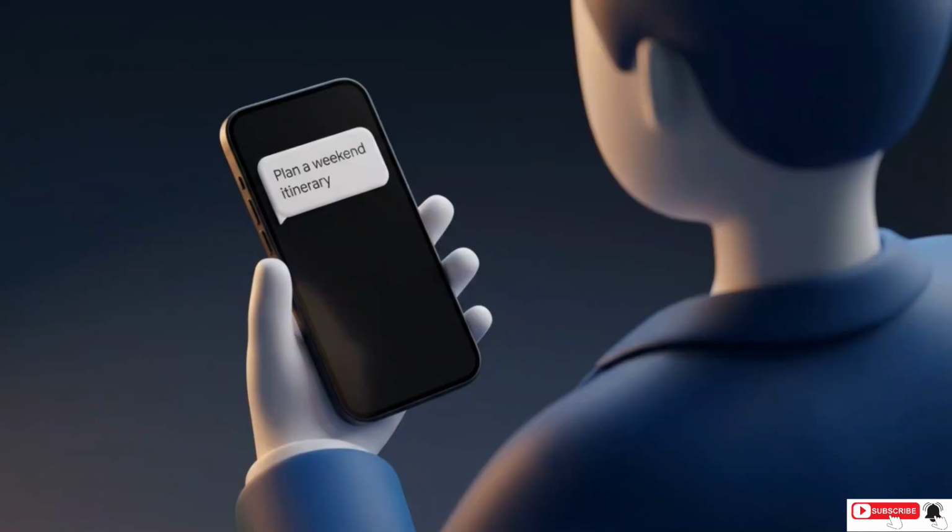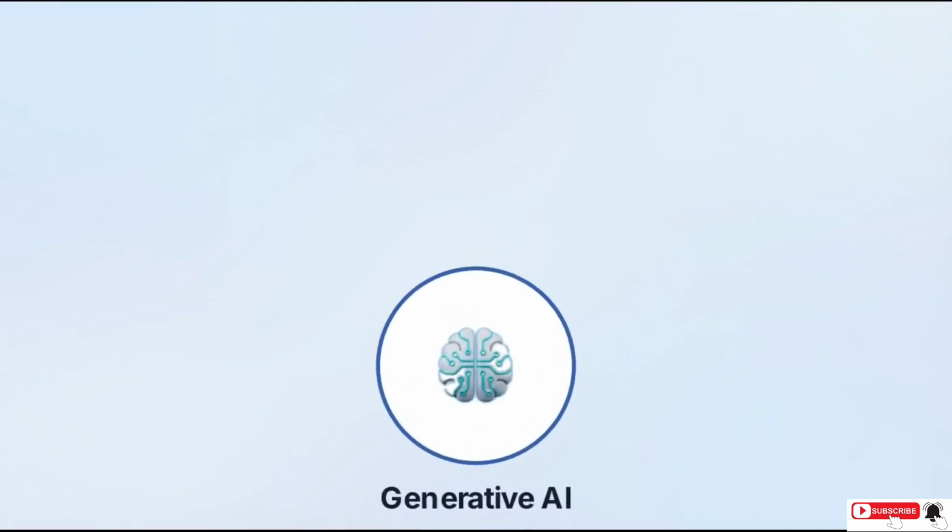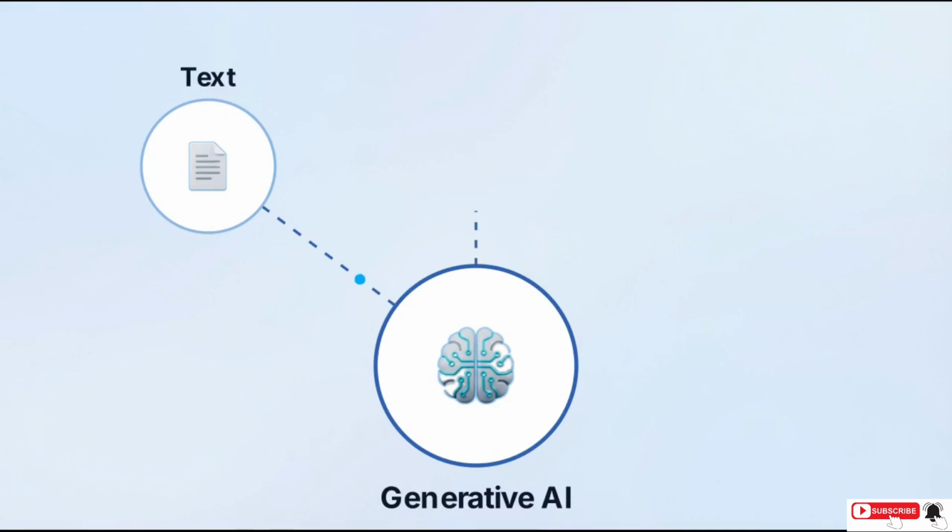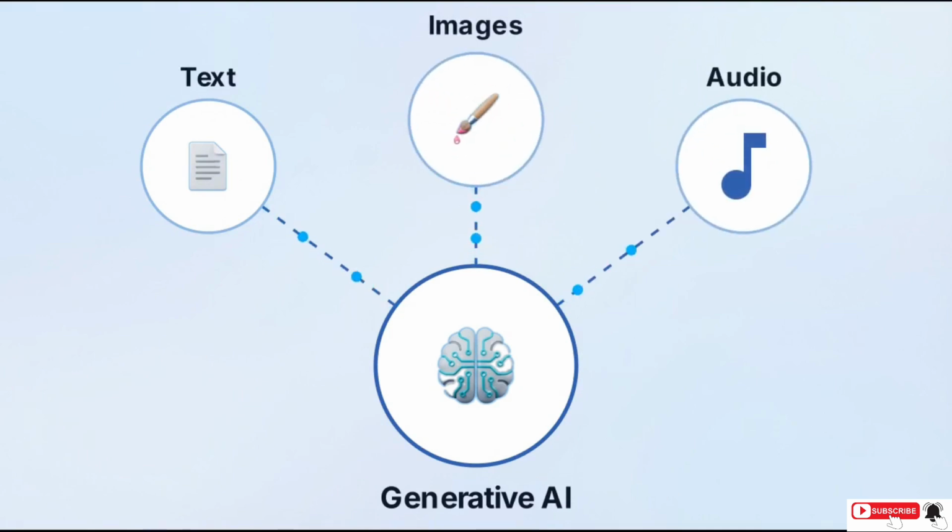And when you prompt an application like ChatGPT to draft an email, you are engaging with generative AI. Generative AI is a category of machine learning capable of creating new content, like text, images, or audio, based on patterns it has identified in existing data.